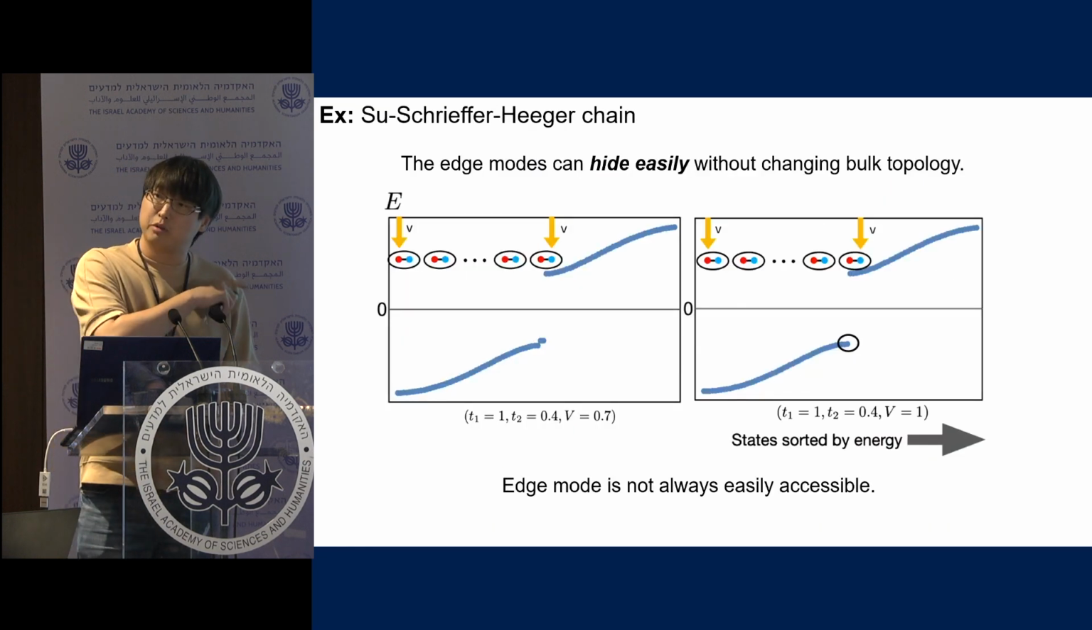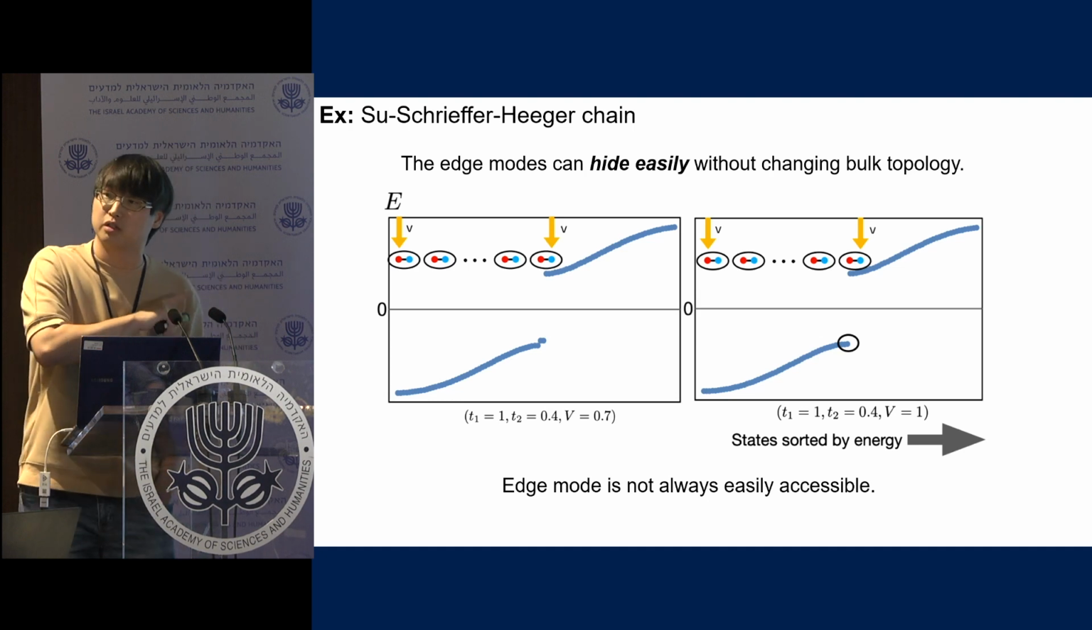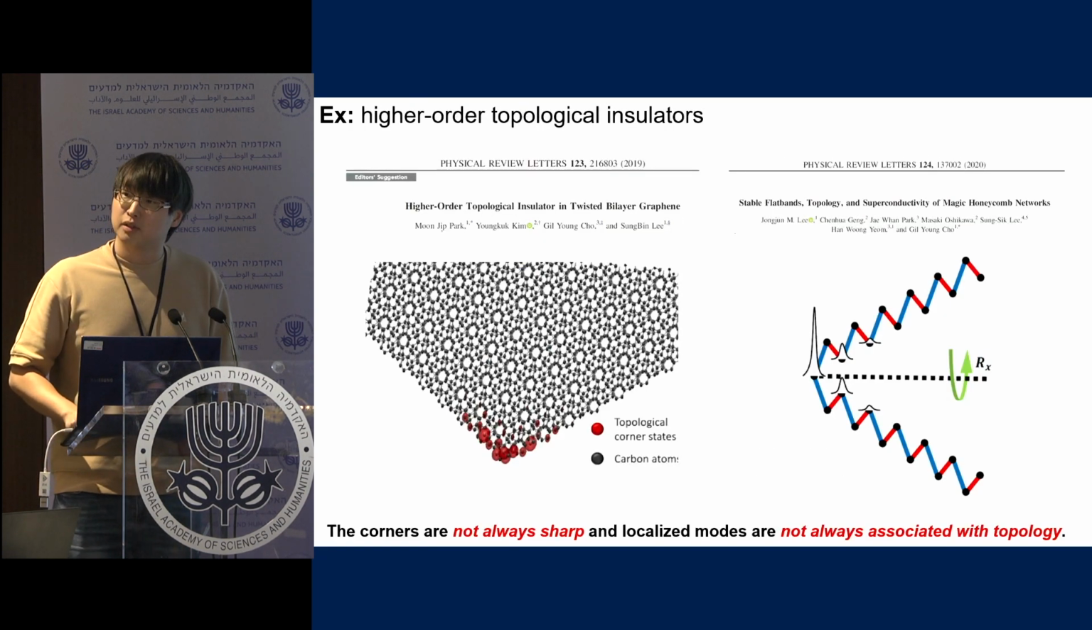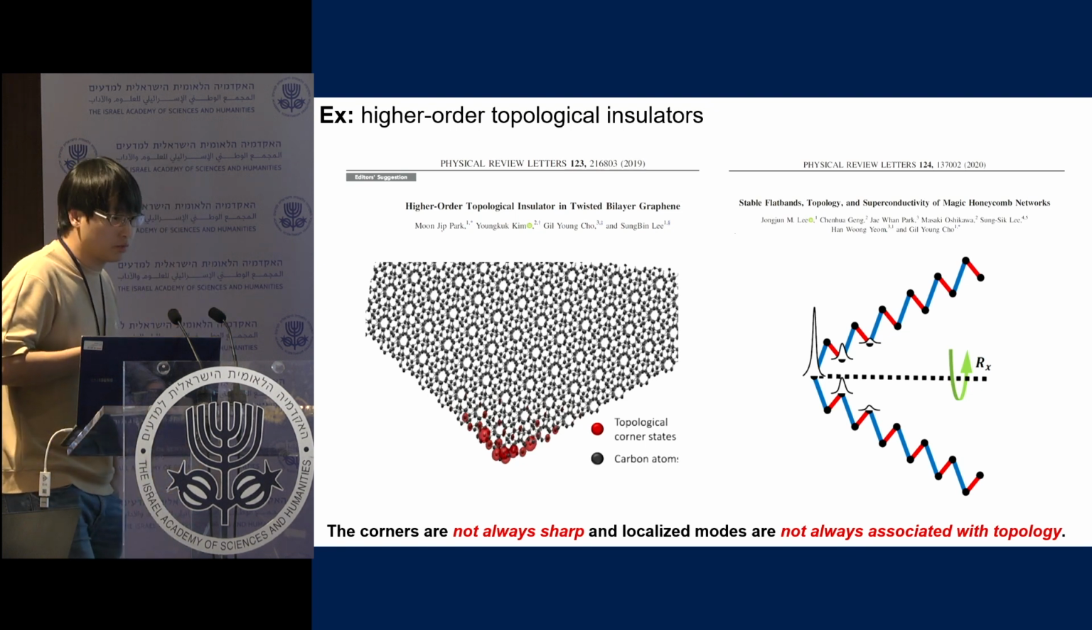I have a reflection symmetry, and reflection symmetry is enough to define the topology for the Su-Schrieffer-Heeger chain. But with the reflection symmetry, the edge mode is not bound to be at zero. That's what you say. Yes, correct. Thank you for the clarification.